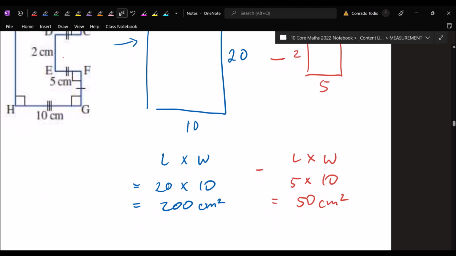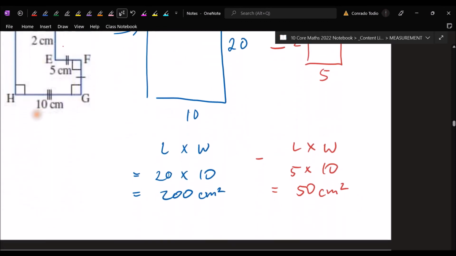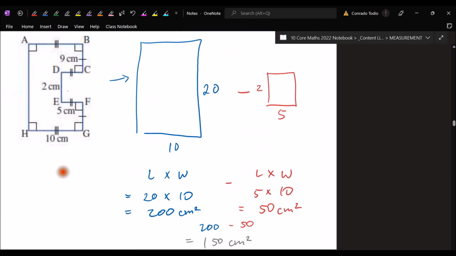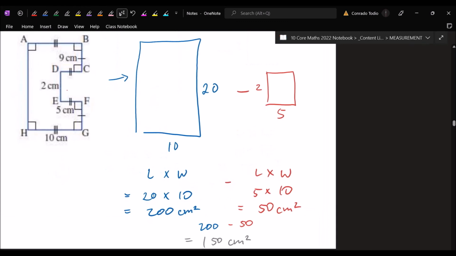So the shortcut for this is, instead of adding 3 shapes together, it's easier to actually take away. So it's going to be 200 minus the 50. And that will equal 150 centimeters squared. I think that's easier, right, than breaking it up into 3 shapes. So those are things that you got to think about when you do this.